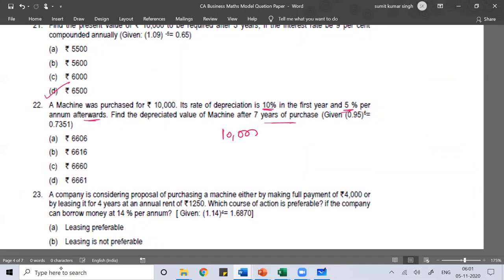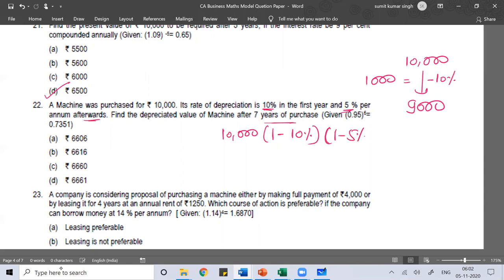This is 10,000, and then it decreased by 10%, so 1 minus 10%. If the value decreased by 10%, what is 10% of 10,000? It means the value decreased by 1,000, it becomes 9,000, okay? And then it decreased by 5% every year.